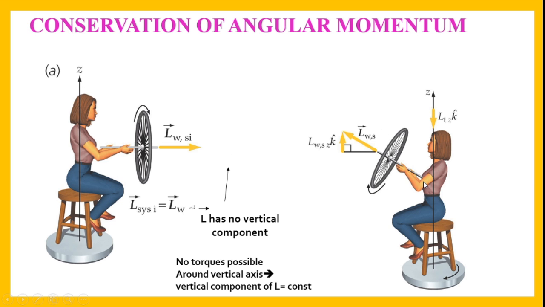Next case, if you see, though she changed the angle of rotation, again if you observe, no torques are possible around the vertical axis, that is, the vertical component of L is constant. So this is how we can explain conservation of angular momentum in the case of a spinning wheel. Now girl is spinning, so net vertical component of L is still 0 in whatever position she is moving.